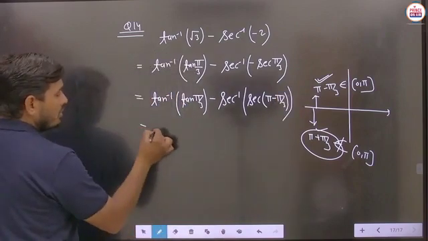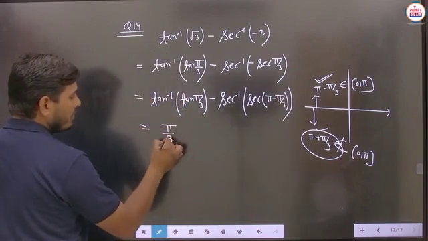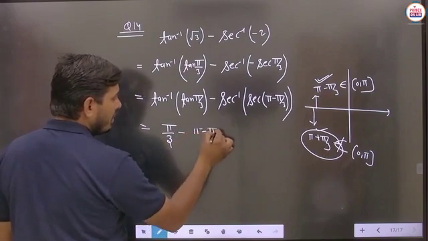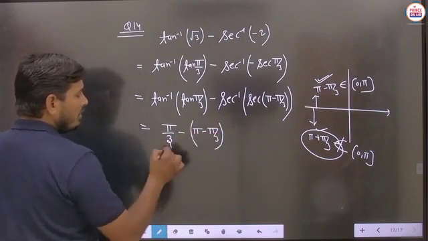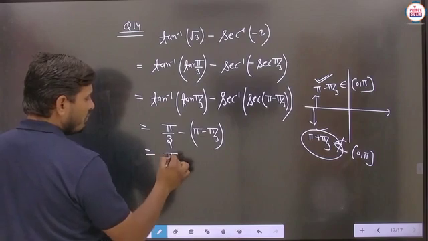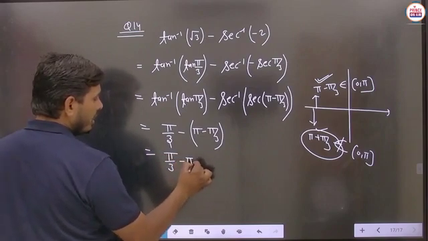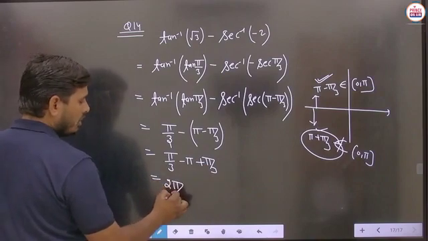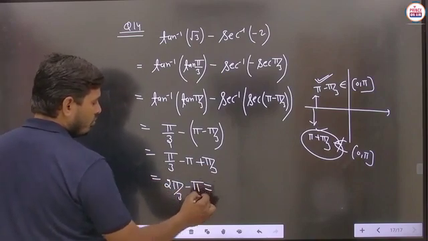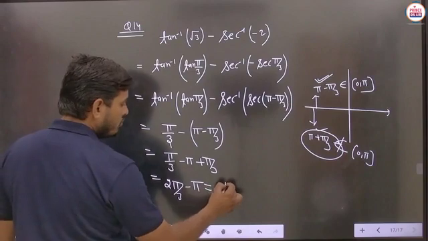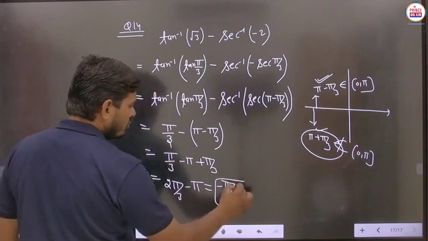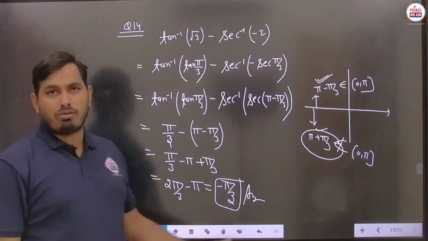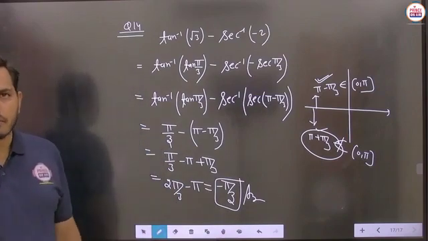Now student, this particular answer is obtained as pi by 3. Here the minus sign, you can write pi minus pi by 3. Is it clear? So finally it should be pi by 3 minus pi plus pi by 3. So you can say 2 pi by 3 minus pi, and 2 pi by 3 minus pi will be equal to minus of pi by 3. So you can check, the option minus pi by 3 is the correct answer. Is it clear?